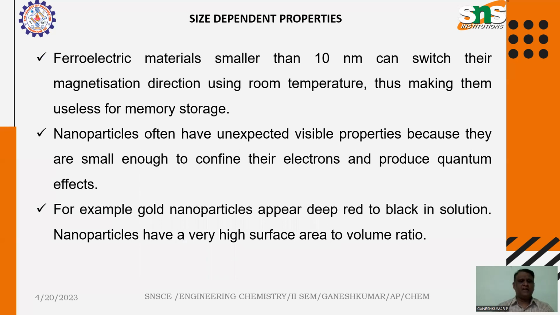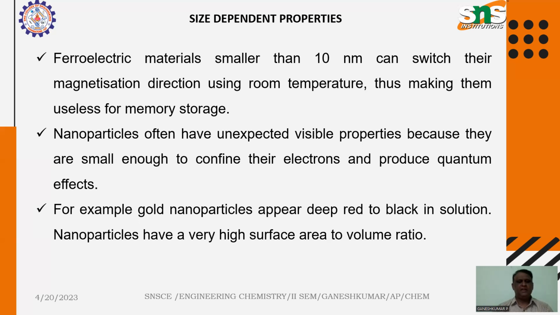The ferroelectric material, considering that, particularly the memory, the 10 nanometer scale small ferroelectric material switches the magnetism directions even at room temperature. So these ferroelectric materials at the nanosize are not used for memory storage because for memory storage we need a permanent ferroelectric material. The nanomaterials often have unexpected visible properties, particularly when they're small enough to confine the electrons and produce quantum effects.